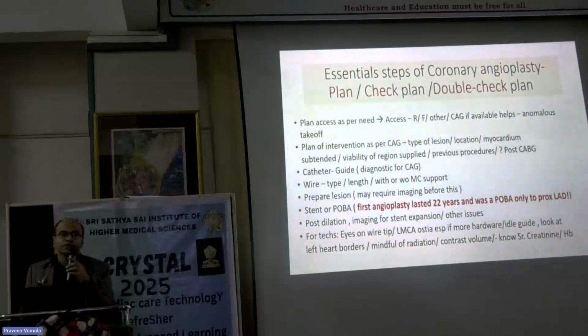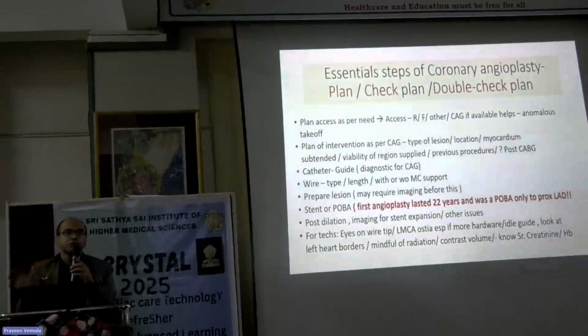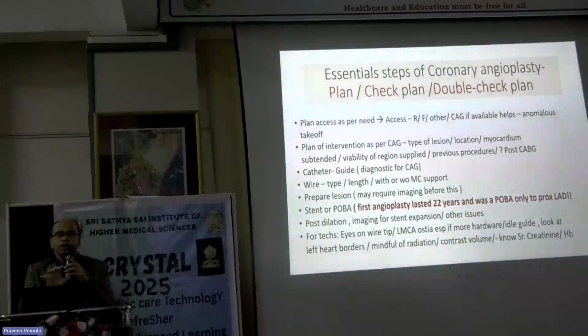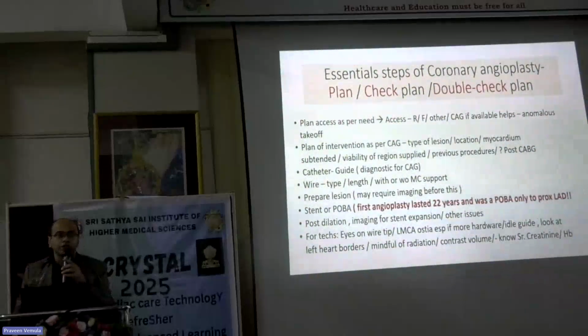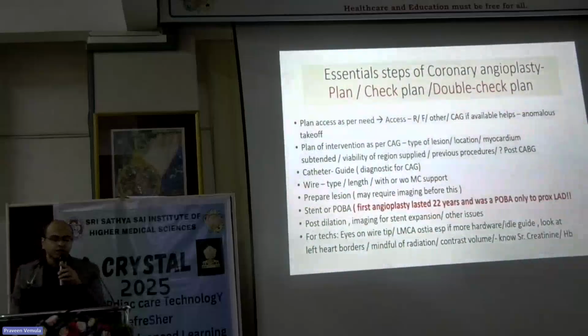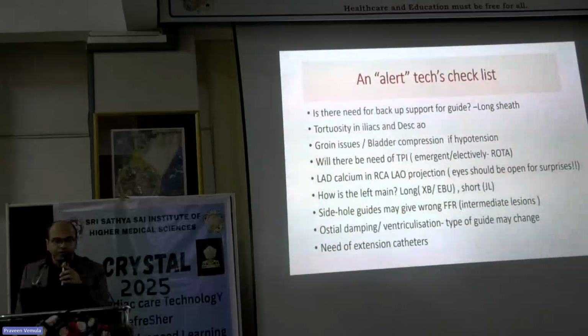POBA is something which is again asked in exams, plain old balloon angioplasty. That means you don't do a stent, you do only a balloon and you come out, and that's how it started. The first POBA was done in 1976 by Andreas Gruntzig. And the patient lasted longer than the doctor himself did, because they had not put stents at that time. So you can come off with POBA in smaller vessels.